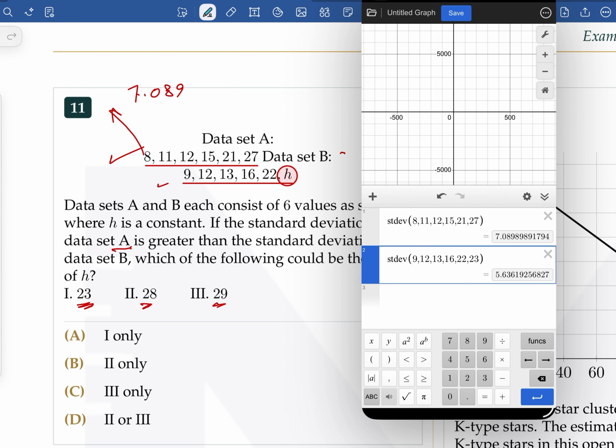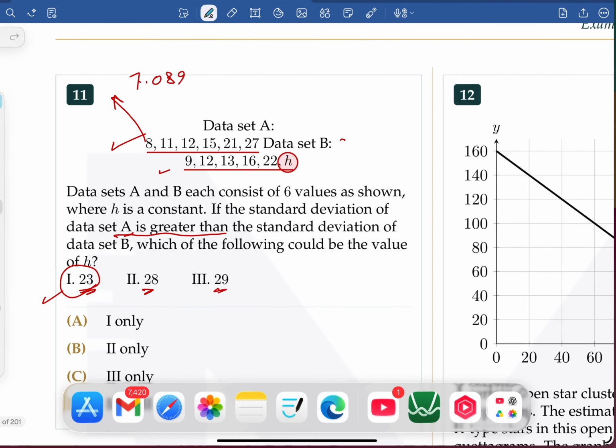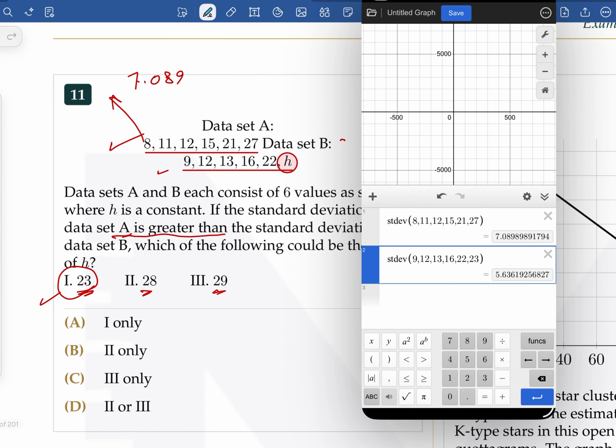And then the answer is 5.6, which makes A greater than B. Yeah, the standard deviation of A is greater than B, which means this is a correct one. So let's try 28. Let's remove this 23 and make it 28. What happens? They are identically the same, so we cannot choose this option because it says it must be greater, not equal.